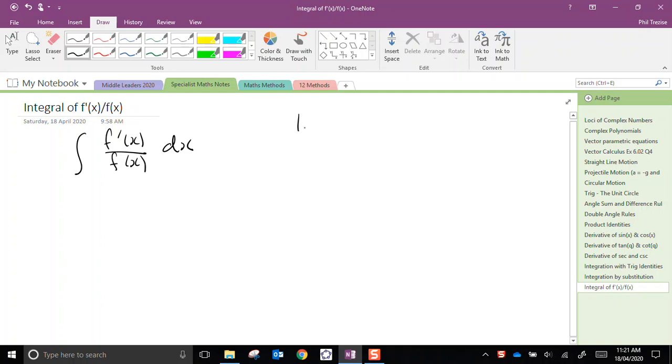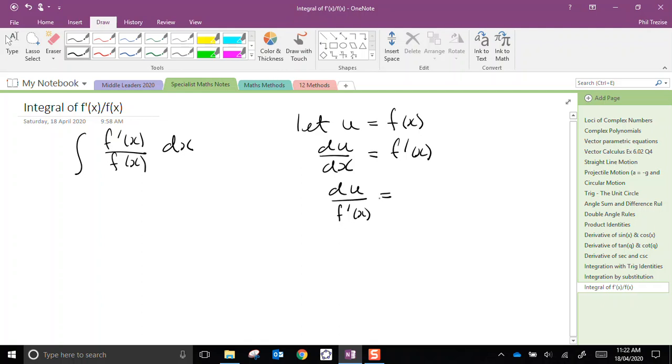So I will go to the side here and say let u equal my function f of x. Then the usual process is to take the derivative du dx, and by definition that is f dash x. Now at this point we want to isolate dx, so I have f dash x as a denominator and that equals dx.